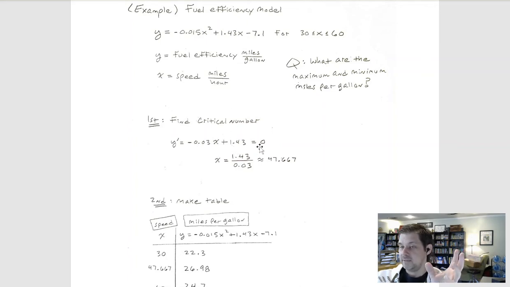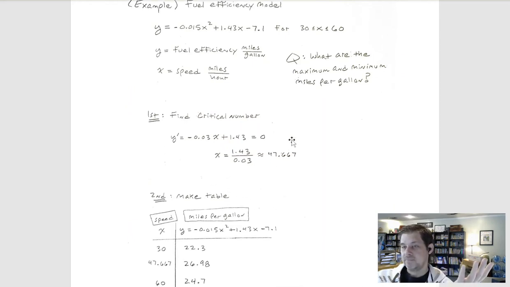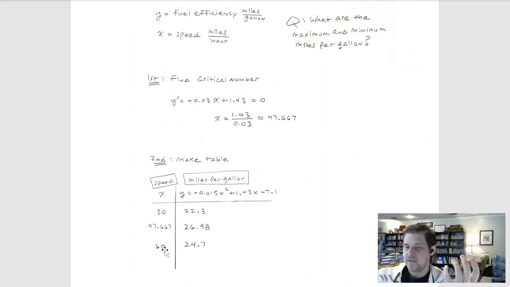And I take that, I set it equal to 0. I solve it, I'll get 1.43 over 0.03, and it's how you get 47.667, okay, if I round to 3 decimal places. So there's my critical number. All right. Now, this may or may not be the answer to this question. To really determine the answer, I need to look at my table.